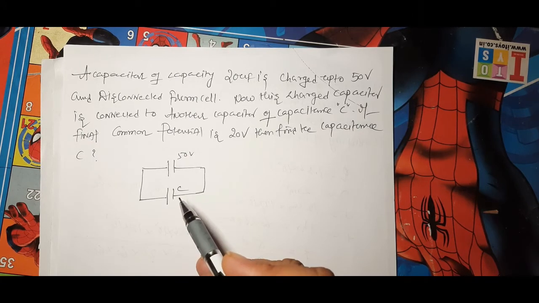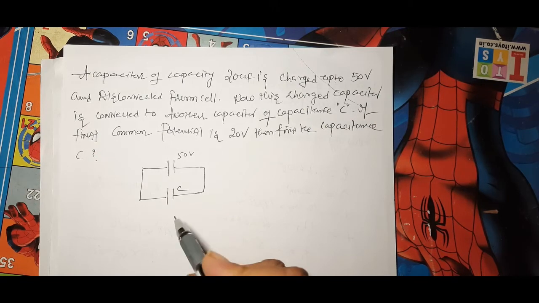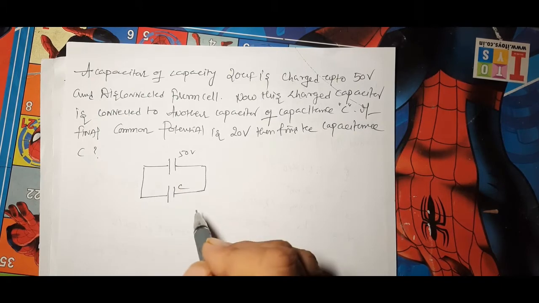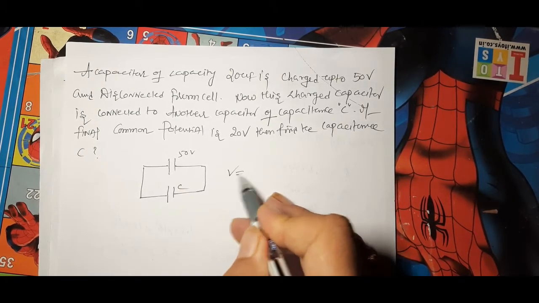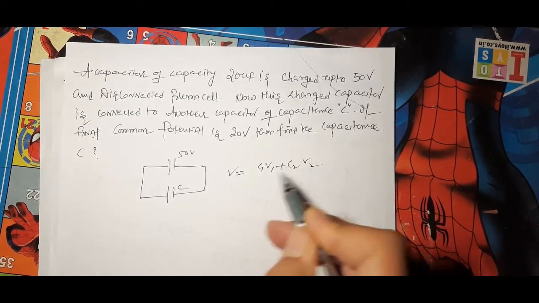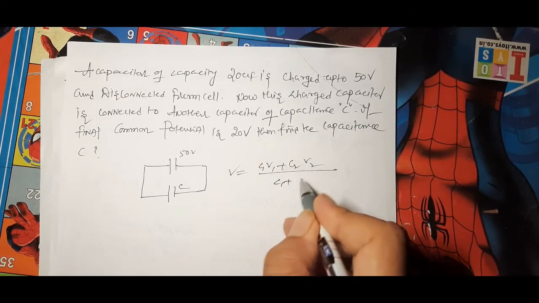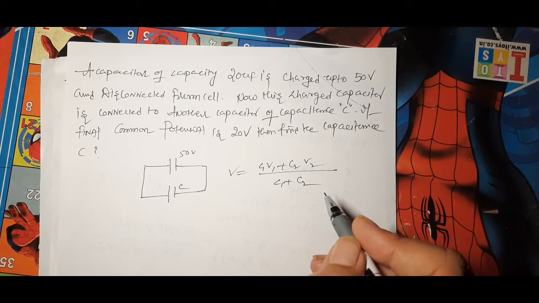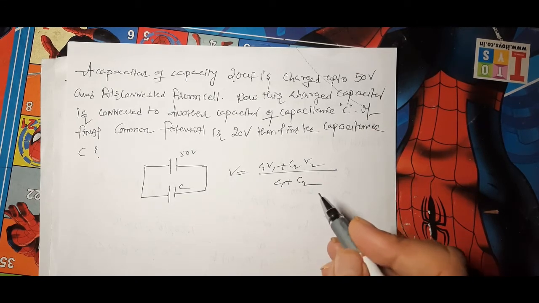Then what happens? Here they share charges equally. So finally they attain a common potential. That common potential V is equal to C1 V1 plus C2 V2 divided by the total capacity, C1 plus C2.